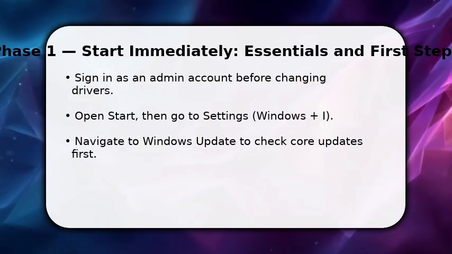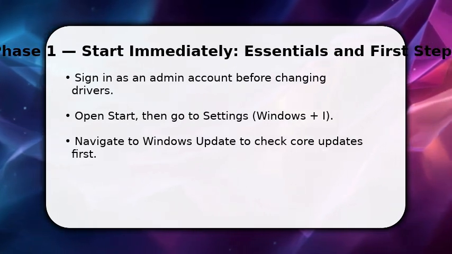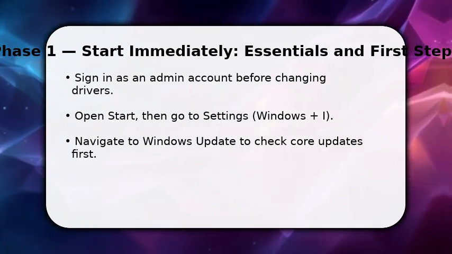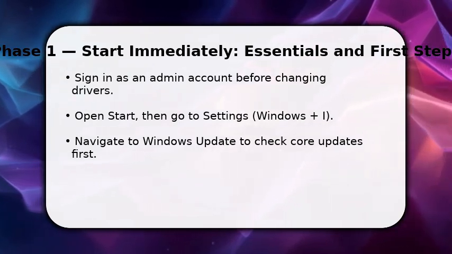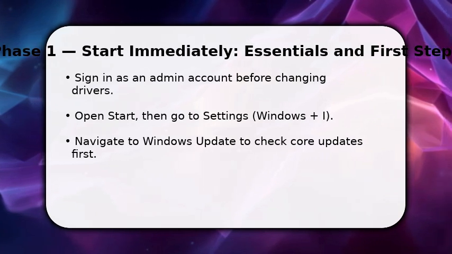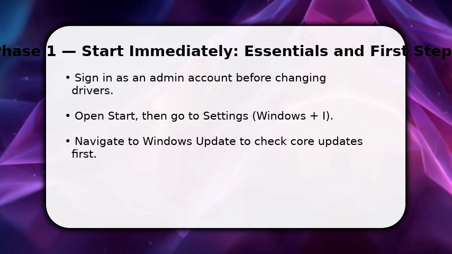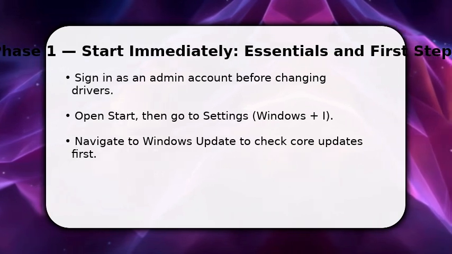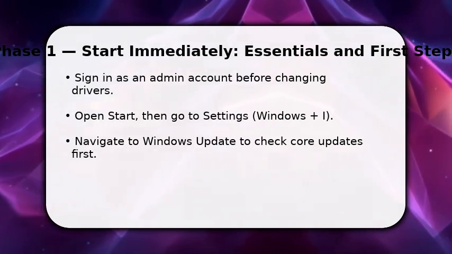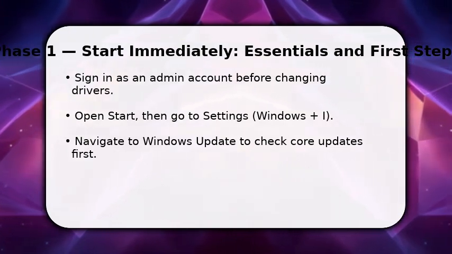You start by making sure you're signed in with an administrator account. Drivers need elevated rights. Once done, press Windows plus I to open Settings, because that centralizes update controls. Next, click Windows Update and hit Check for updates to install any pending system updates. This avoids conflicts when updating drivers. Make sure to restart if prompted, since driver installs often require a reboot before Device Manager changes proceed safely.